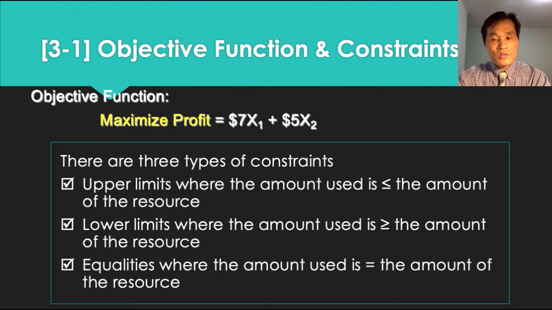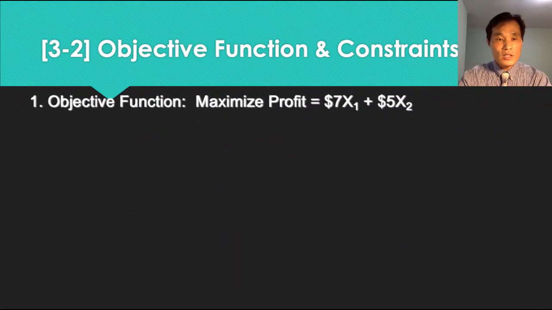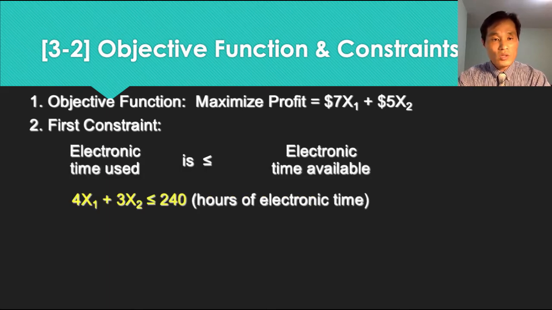Our next step is to develop mathematical relationships to describe the two constraints in this problem. One general relationship is that the amount of a resource used has to be less than or equal to the amount of resource available. So we have done the objective function, and then we need to spell out all these constraints together. First constraint is electronic time constraint.